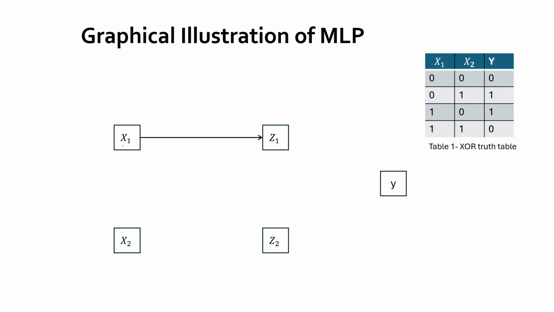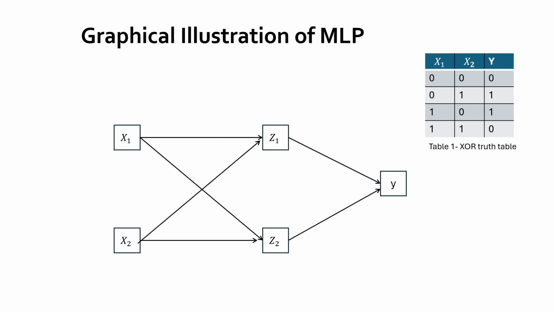From the input layer, the inputs will be passed to the neurons in the hidden layer, and from the hidden layer the neurons will pass signals to the neuron in the output layer, and then finally you will get a value at the output layer, either 0 or 1. So this is the setting. This is the multi-layer perceptron that could be used to solve the exclusive OR problem.